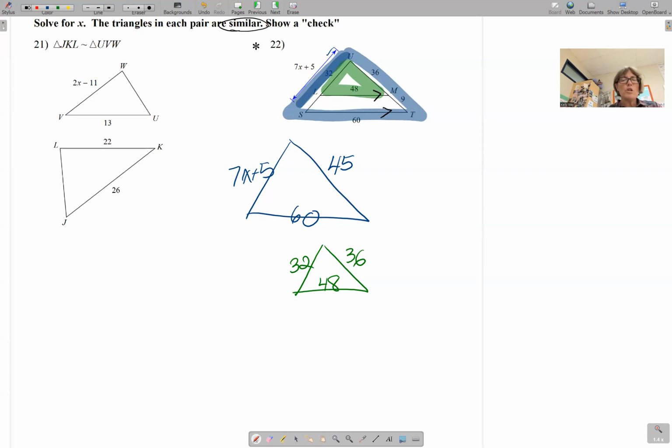Then they are similar. You choose your ratios. Something over something equals something over something. Cross multiply and solve.